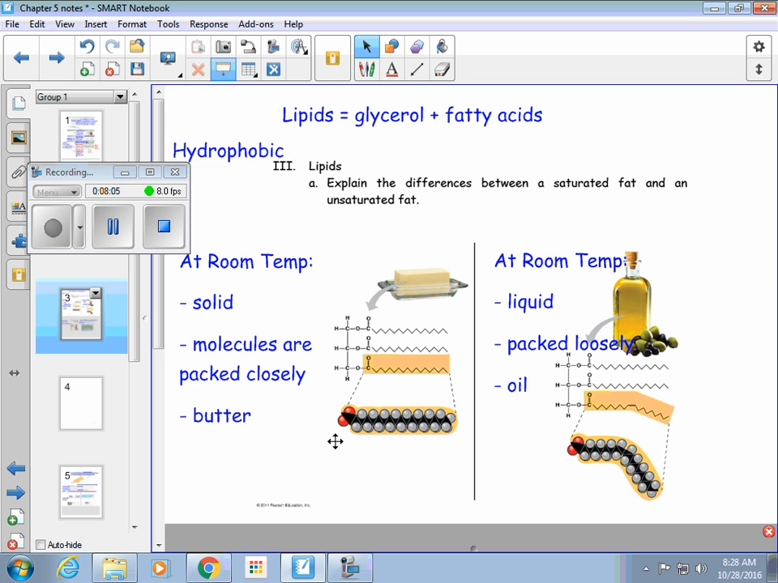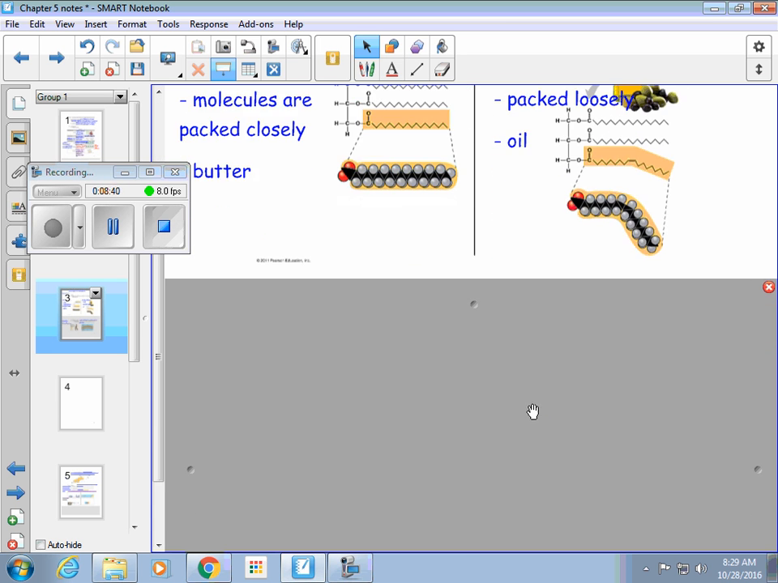If we look closely at the way that the structure is put together, it would all look in a straight line. Everything's a single bond. Whereas an unsaturated fat at room temperature is more of a liquid. It's a liquid because the molecules are more loosely packed, so there's more space in between them. The reason being because we have some double bonds in here. So that double bond makes a pretty significant difference. It looks very different than this formula over here. And rather than being butter, it's oil. But either one, whether it's saturated or unsaturated, both are hydrophobic.